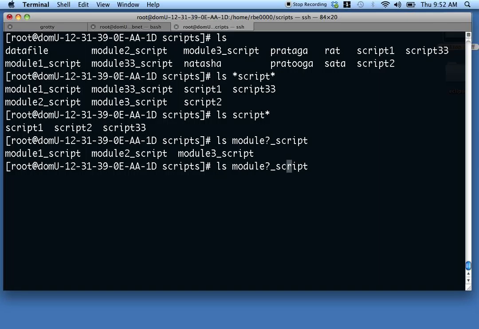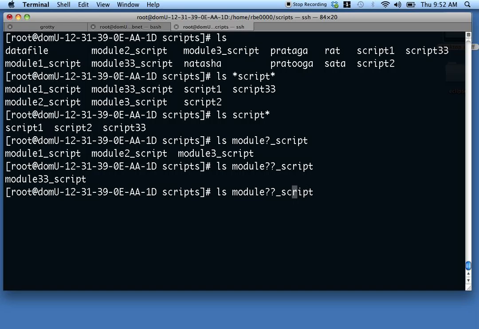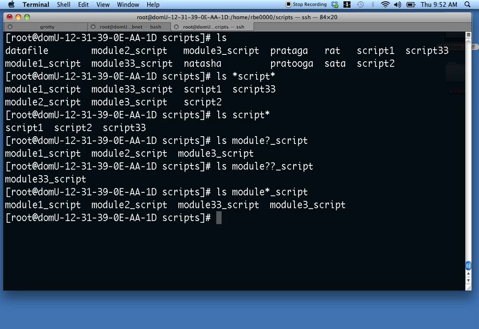If you wanted to see the module 33 script, you put another question mark. That'll show you module 33 script. Can you see all of them? Well, if you put a star, you'll see all of them, right? Because that matches anything. But that might not do what you want.